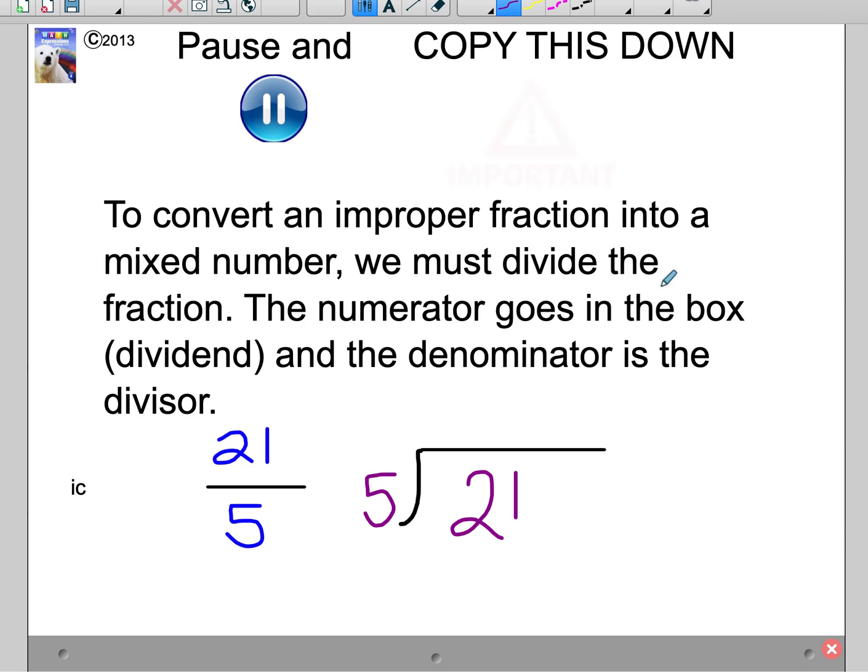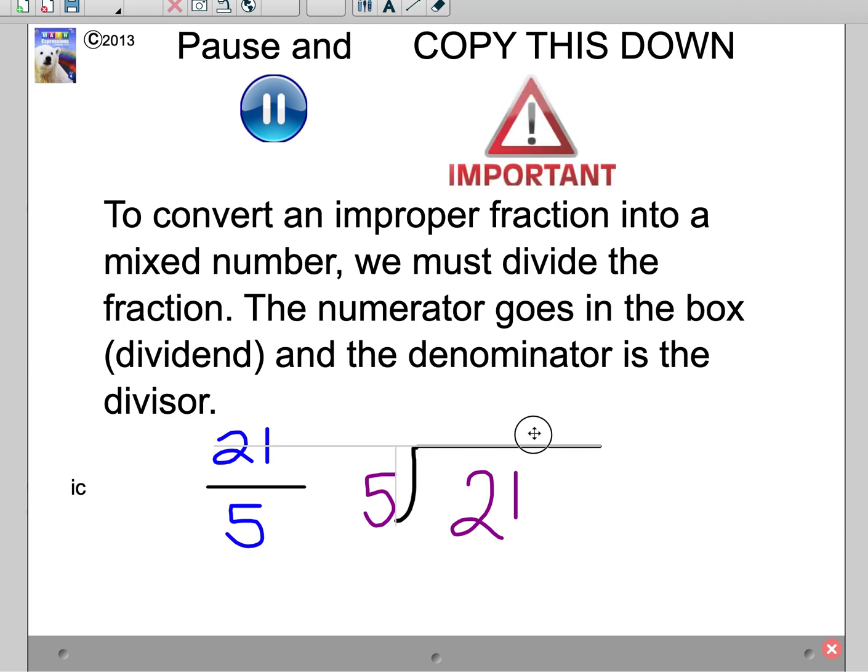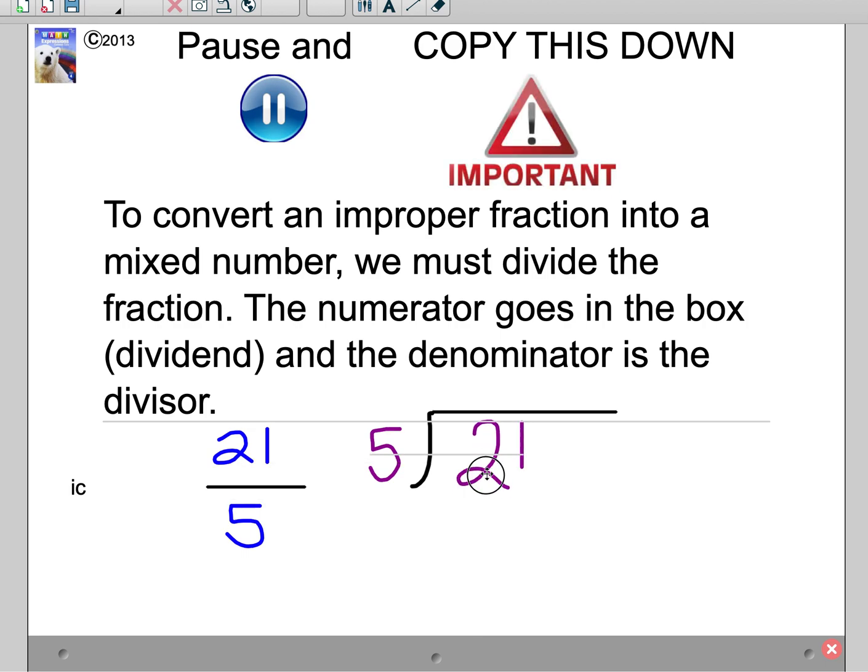Okay, so now that you've pushed pause, we're going to go ahead and do some of this work real quick here. And we have 21 divided by 5. Well, now we're getting back to that division that we learned a while ago back in February and January. Well, how many times can 5 go into 21 without going over? If you said 4, that's right, because 5 times 5 is too much. So 5 times 4 is 20.